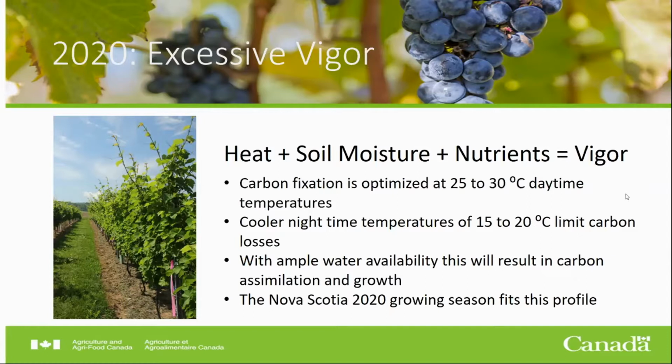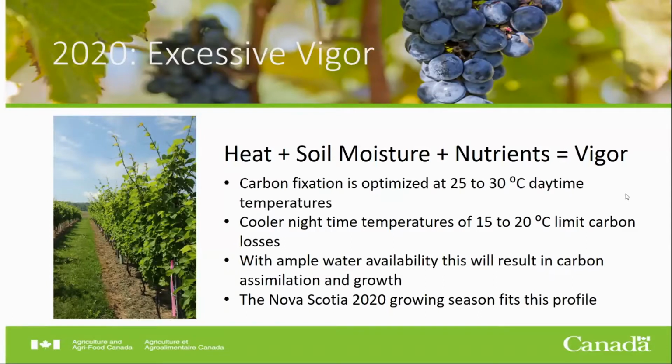And just to put some numbers around this, so in terms of daytime temperatures, carbon fixation, or the ability of the plant to photosynthesize and create sugars, that's optimized in that 25 to 30 degrees Celsius daytime temperatures. It can happen at lower temperatures and it can happen at higher temperatures, but it's optimal in that range. And that's essentially where we've been, 25 to 30 degrees for the month of July. There were some days that weren't, but I'd say the majority were there.